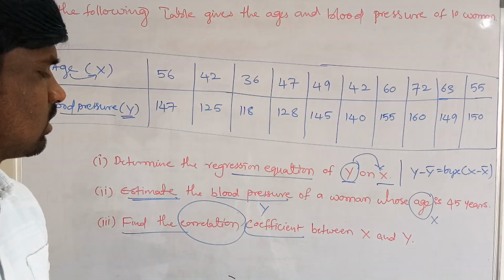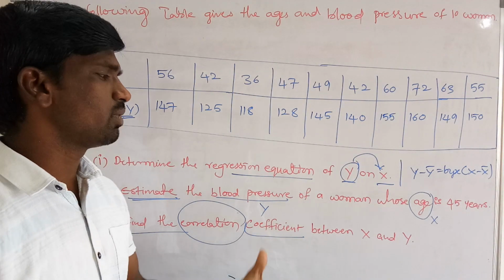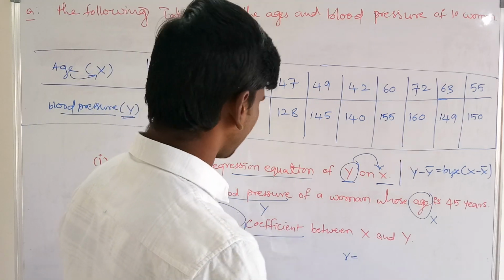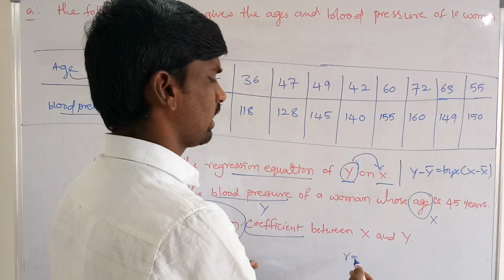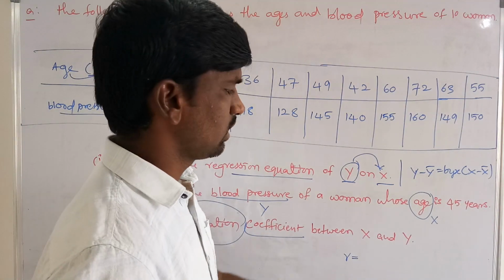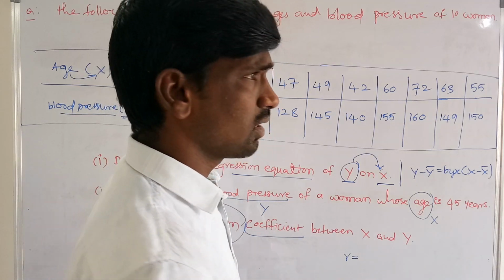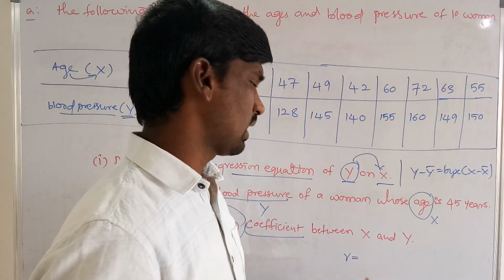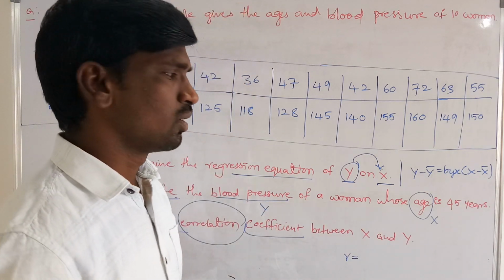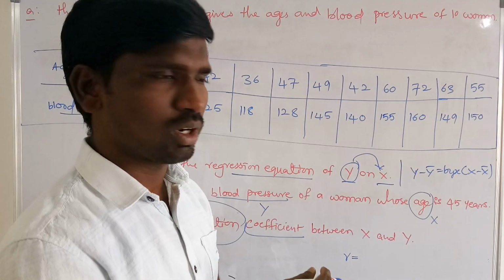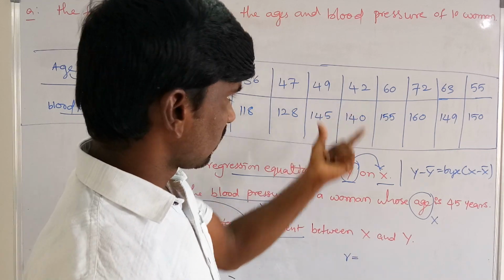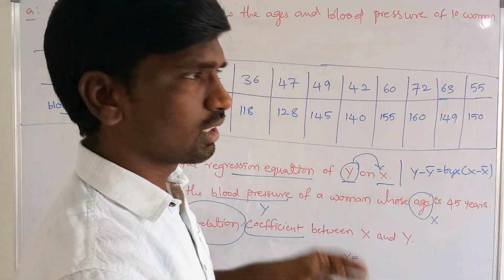But the third condition is to find the correlation coefficient between X and Y. Here we have to find the correlation between X and Y. We already calculated correlation in Business Statistics 1, so you don't go to that formula. In this question we have to calculate the correlation by using the regression data only.